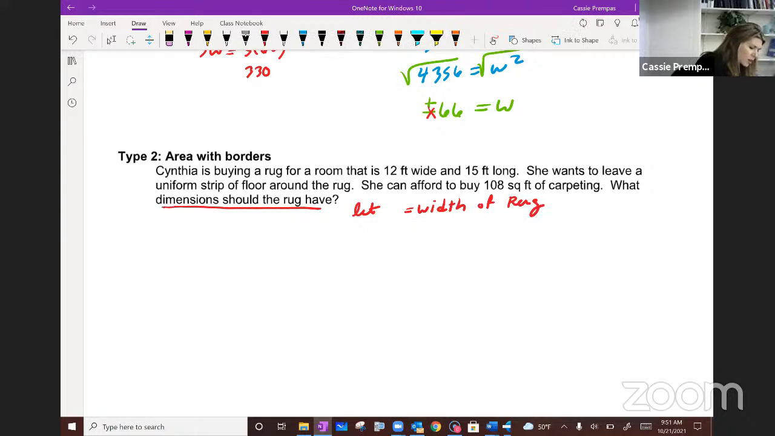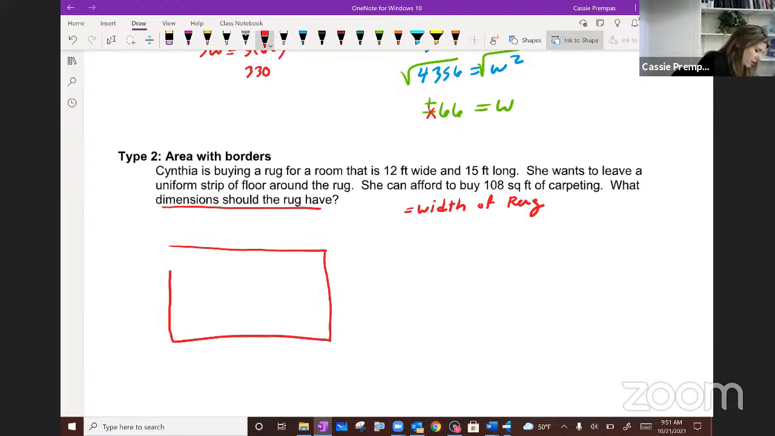In fact, I'm not going to quite say X yet. I know that I want to let something equal the width of the rug, and then that I want to relate that to the length. Let's go ahead and first start by drawing a picture. So a room is 12 feet wide and 15 feet long. So I'm going to go ahead and say 12 by 15. I know a rug has to go inside of it.